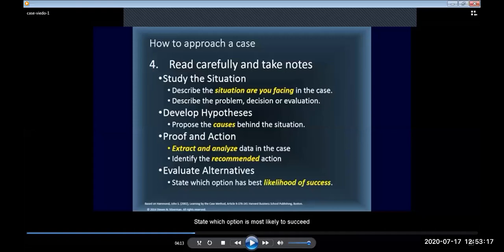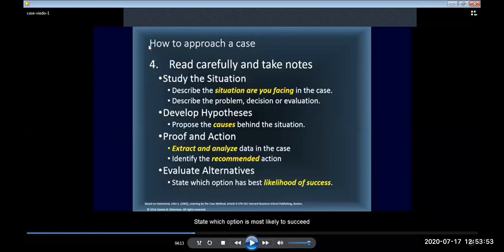Students, these are some points where you are expected to focus on how to prepare for the case study approach: first carefully read and take notes, study the situation, develop the hypothesis. Hypothesis means proposing the causes behind the situation, why that situation is there. Then identify, extract, analyze, and recommend the action for that.